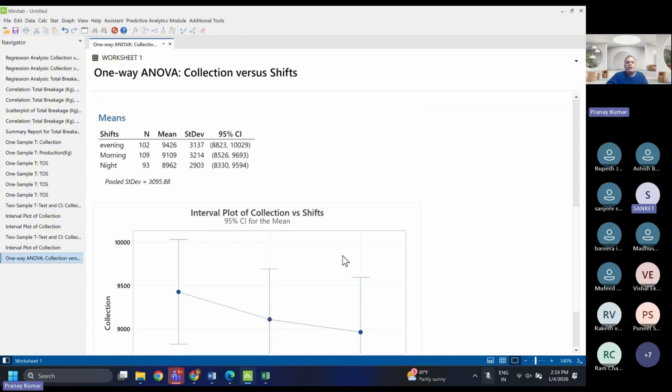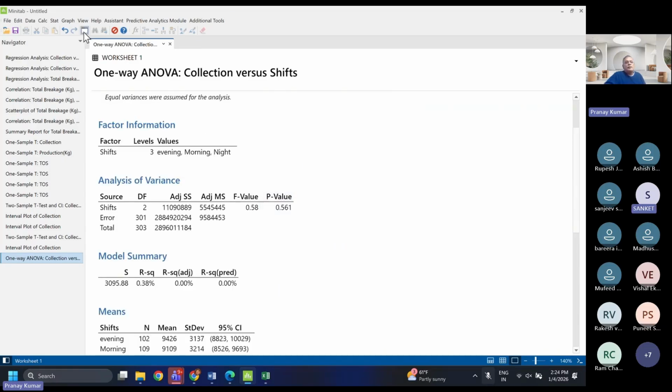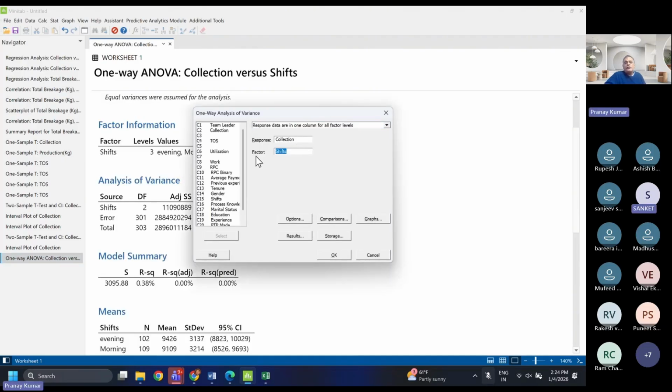Where is my p-value? Let's first look at the graph. Based on the graph, what do you tell me? Null or alternate? It's null, sir. Null, because there is overlap. P-values. Let's take another one. Instead of shift, now I have taken experience.